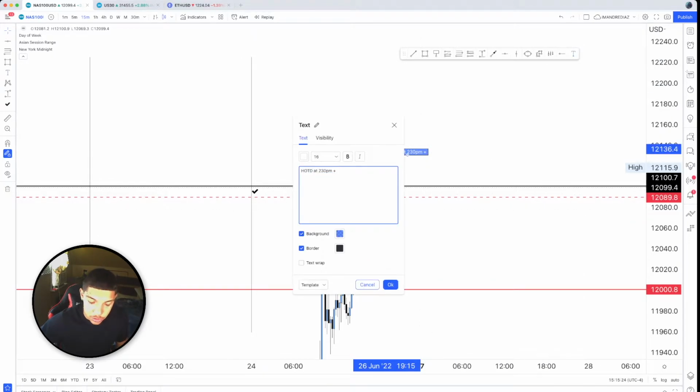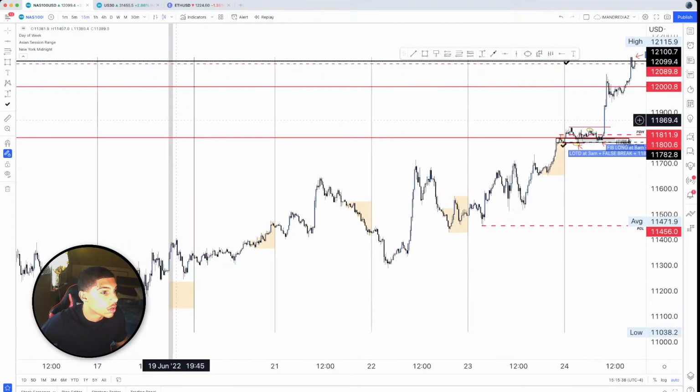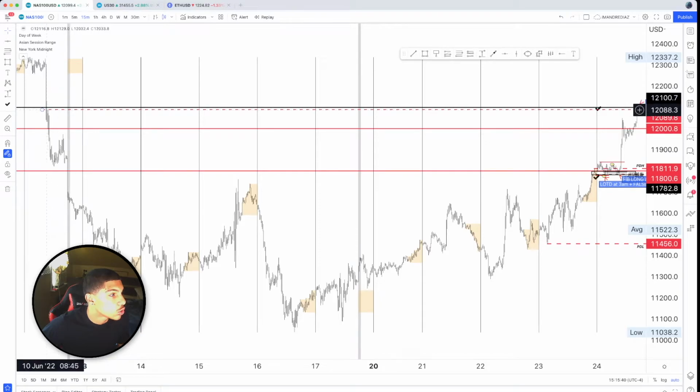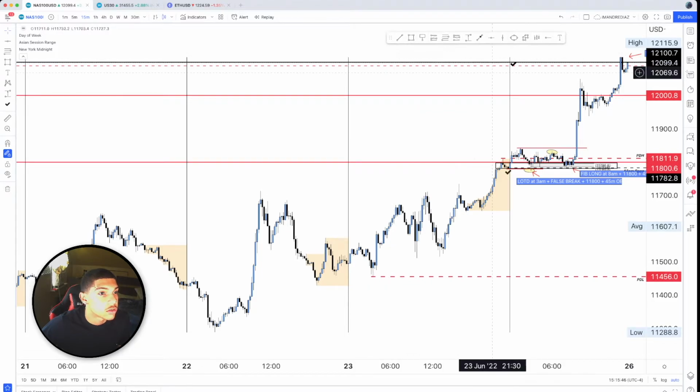after price traded into 12,100, and also we had the false break of those highs right here. So this red line, this is what I was talking about earlier, where I said pay attention to this high. This is that short-term high that we ran above, and from there price ended up having this reaction to the downside. So just like that.